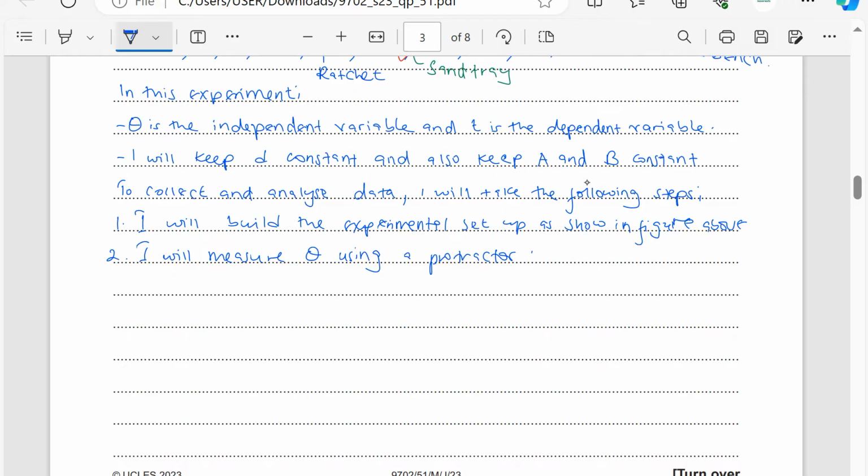Of course, I will measure A, the mass of the cylinder, and B, the mass of the cube, using a top pan balance or an electronic balance.